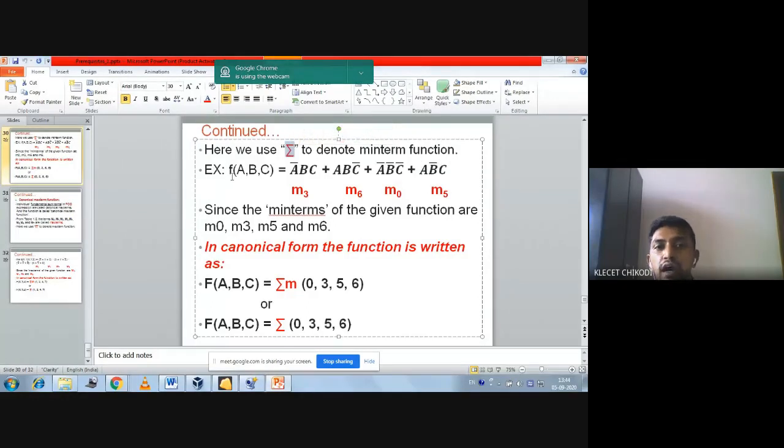Consider a function that is given, f of ABC. ABC are the three input variables, and the function given is A bar BC plus ABC bar plus A bar B bar C bar plus AB bar C. So this is the Boolean expression or Boolean function they have given.